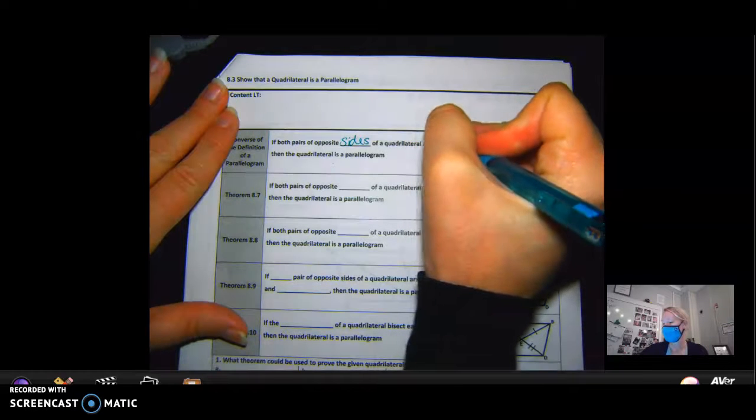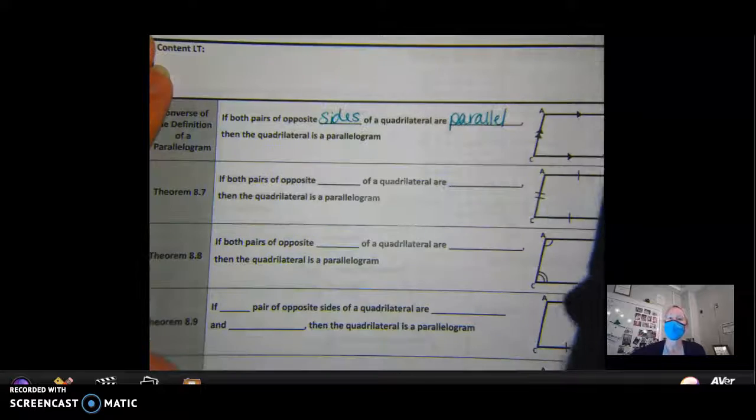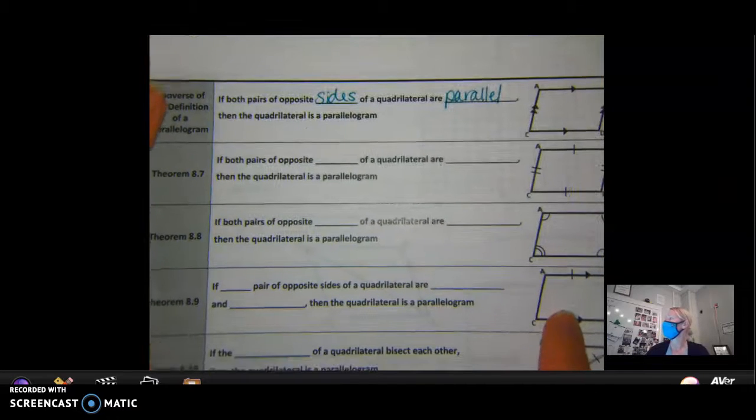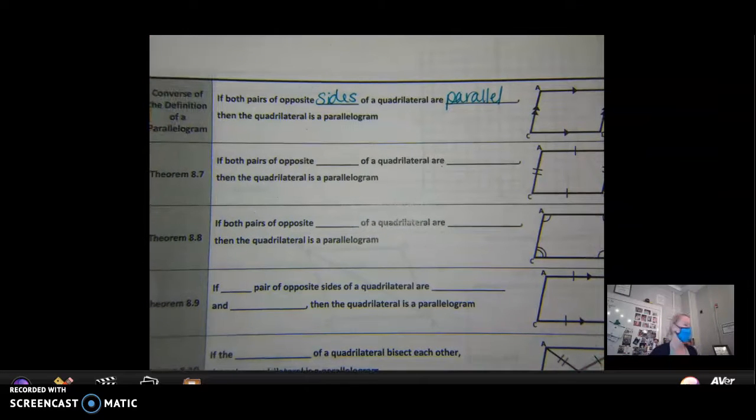I should probably make this a little bit bigger. Does that help a little bit? Then the quadrilateral is a parallelogram. So on Tuesday we said that if a quadrilateral is a parallelogram, then opposite sides are parallel. This is just the converse. So if I know that I have a four-sided figure, opposite sides are parallel, that makes it a parallelogram.